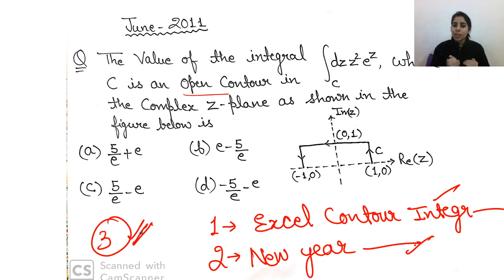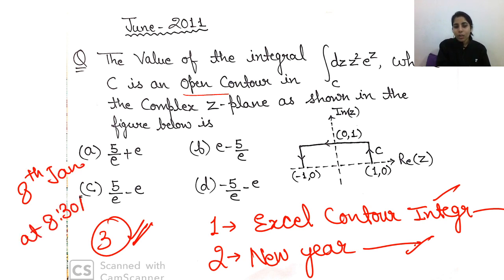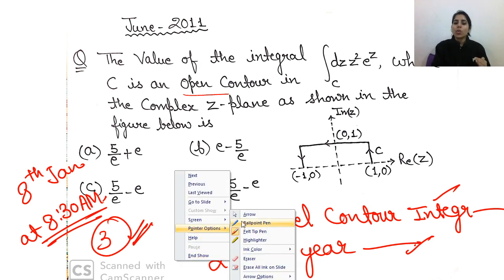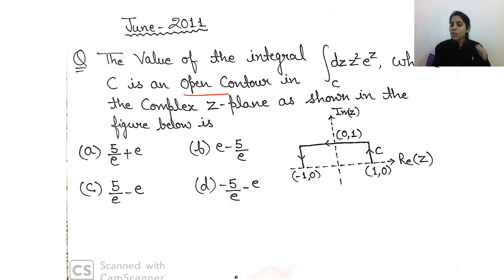After this, our next class of contour integration on this channel will be on 8th January at 8:30 AM. Clear? So in the morning. Then on 9th January, then on 10th January. Clear? So that's how the classes have been scheduled, and most probably on these dates at 8:30 a.m. you will have the class.